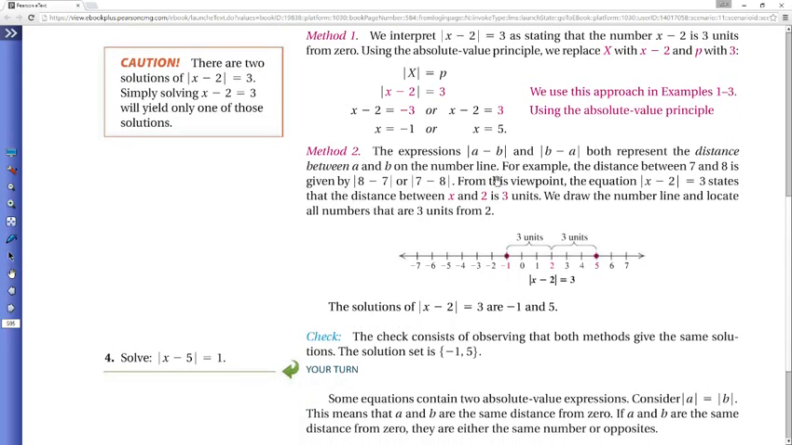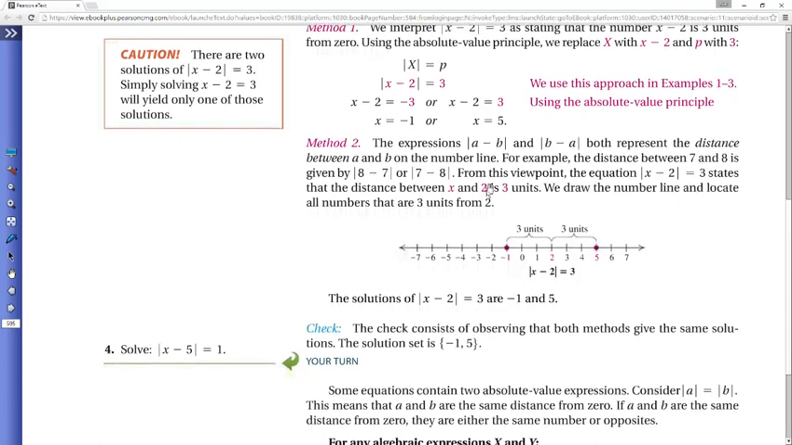Now, what they want you to see here is the expression a minus b and b minus a both represent the distance between a and b on a number line. For example, the distance between 7 and 8 could be given as the absolute value of 8 minus 7, right, which is 1. And you'd get the absolute value of 1 is 1. Or it could be 7 minus 8, right, which is a negative 1. The absolute value of negative 1 is 1.